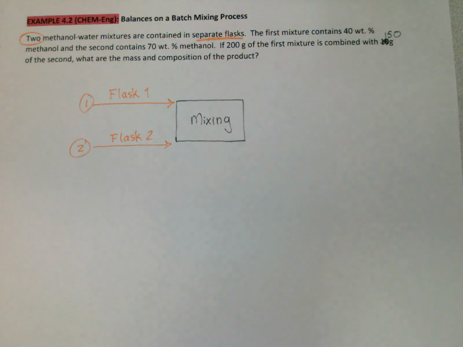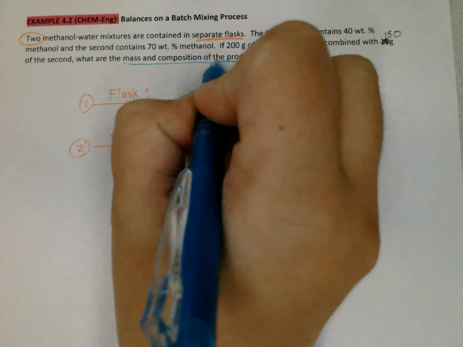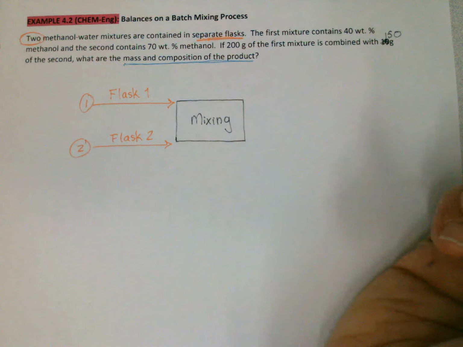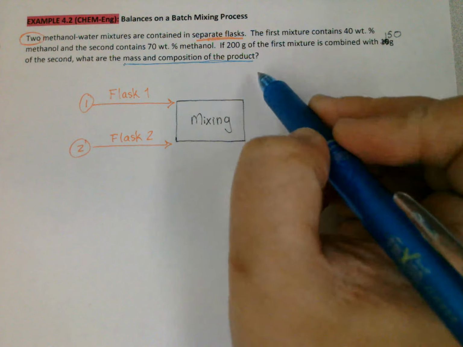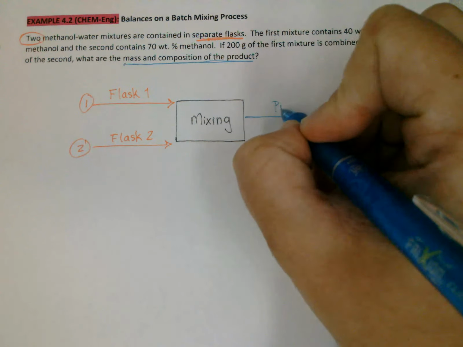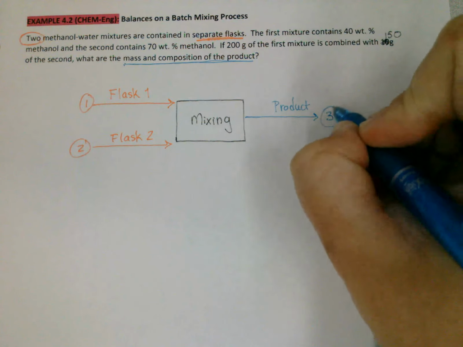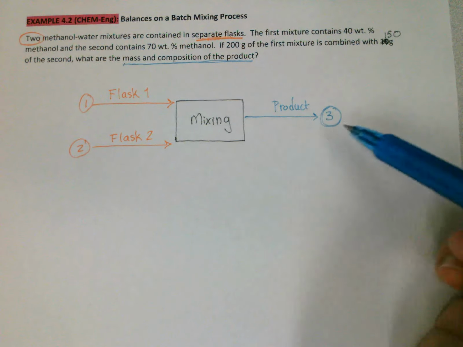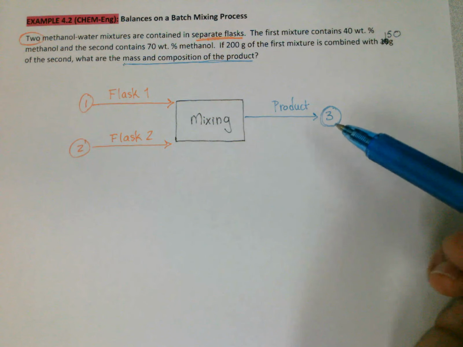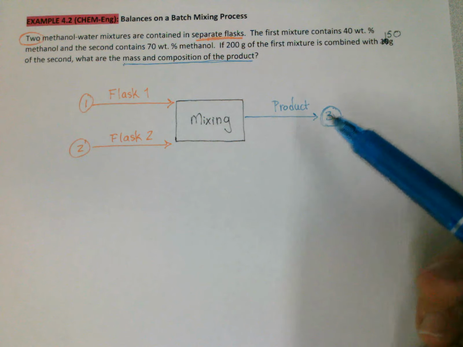Let's think about outputs, and I'm going to use blue for outputs. We want to know what are the mass and the composition of the product. Remember, product is a synonym for an output. So we have one product that comes out, and I'm going to call that number 3. Remember, we want to label our streams with numbers. Okay, we don't know anything about what's in this product yet.